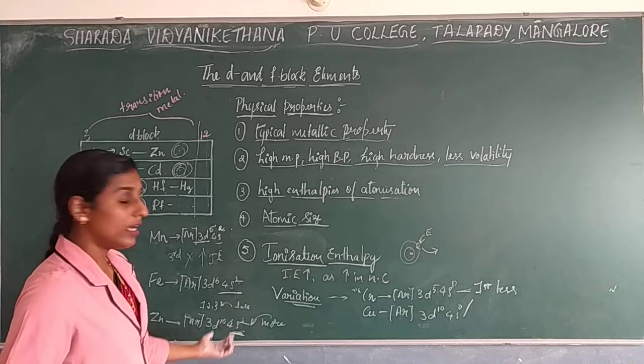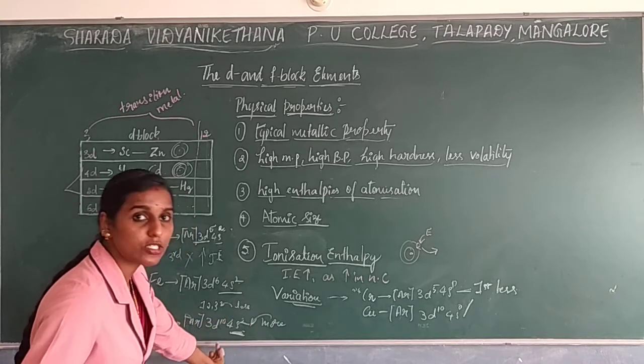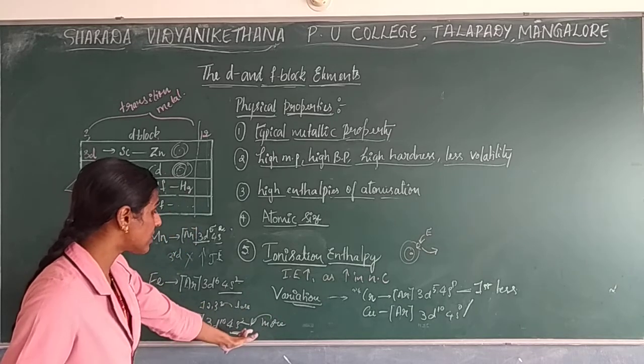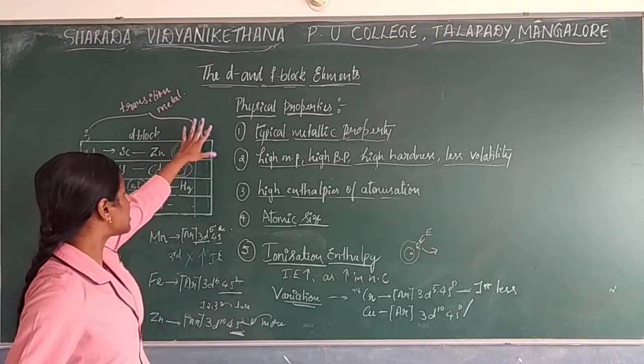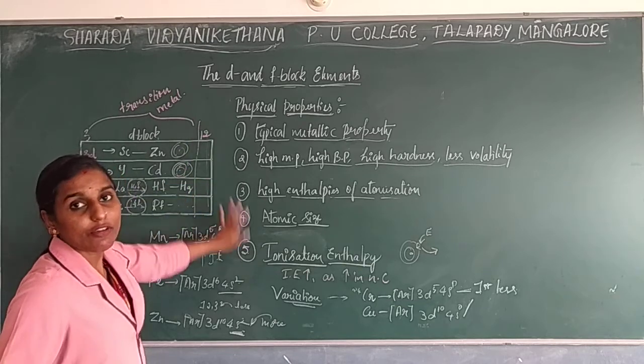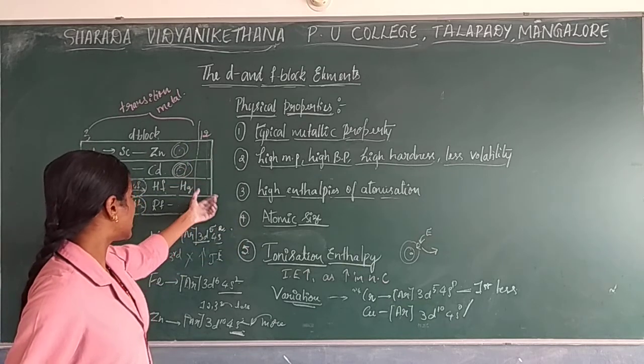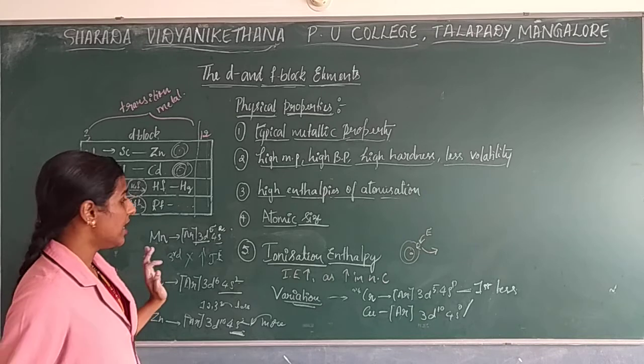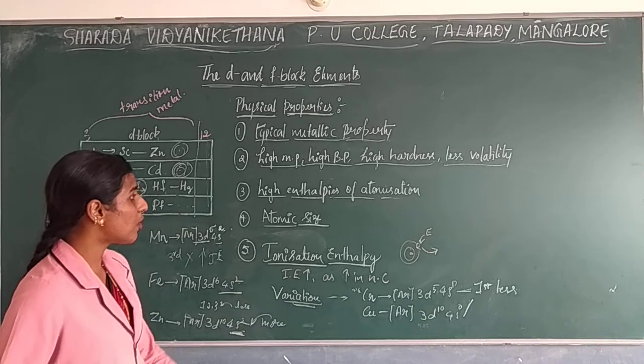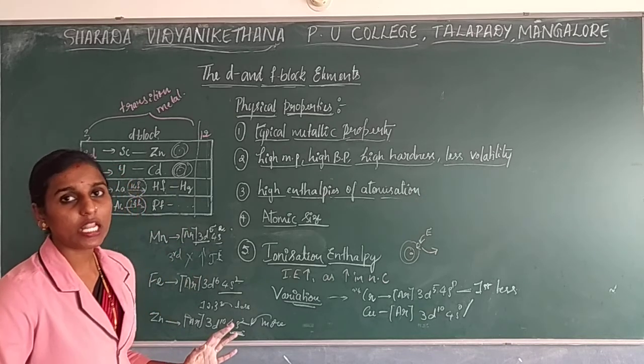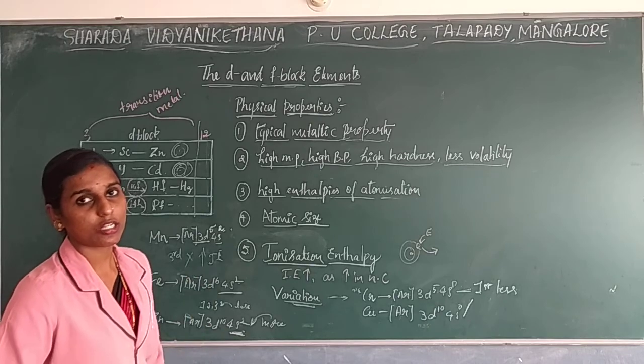So that's why removal of an electron from the last shell, which is more stable, will be difficult. For that reason, the 12th group will have a higher ionization enthalpy when compared with the others. So this is regarding the physical property of transition elements as well as pseudo transition elements.